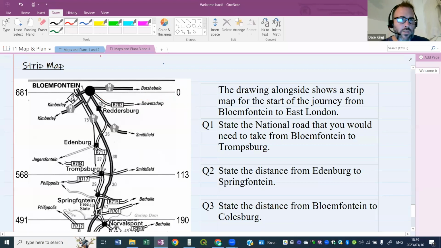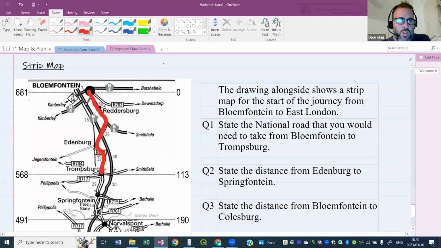Then you travel along, and I'm going to draw a thicker line. You start from Bloemfontein and maybe you go this way, and then you join this road over here, and then you continue on your journey. Or let's say you didn't join the highway and you continued along this road, and you get to this town called Trompsburg.